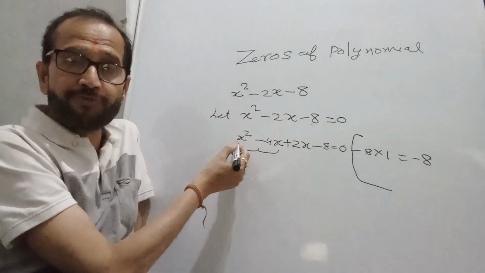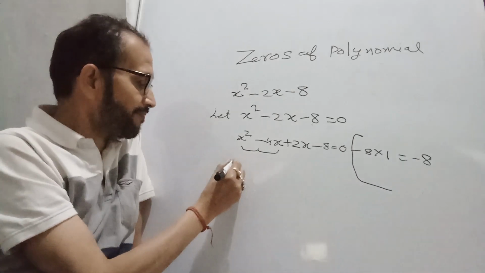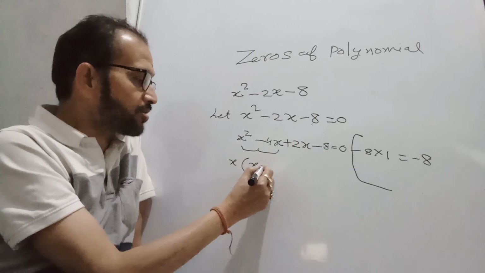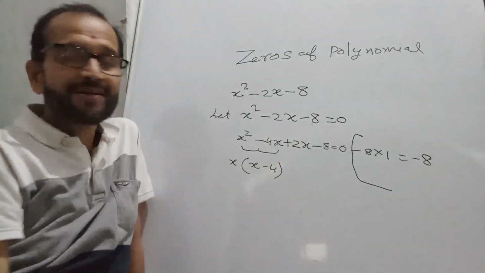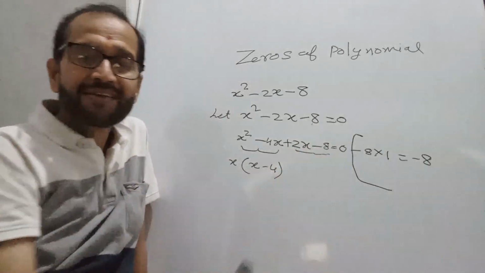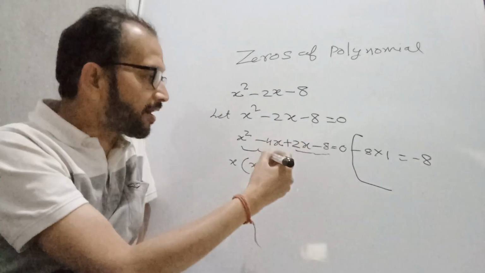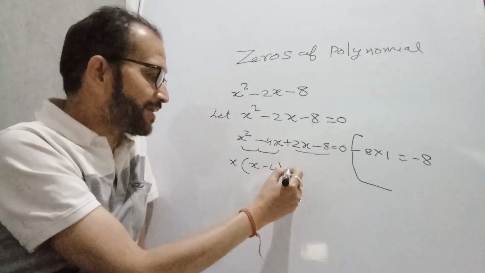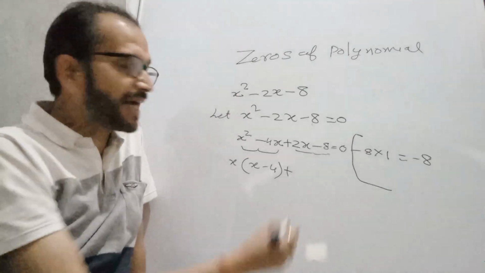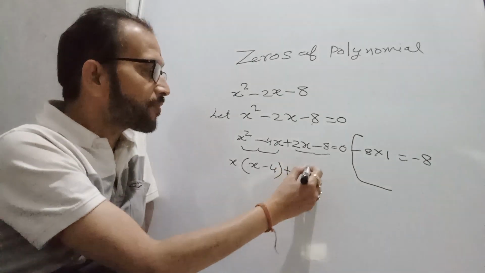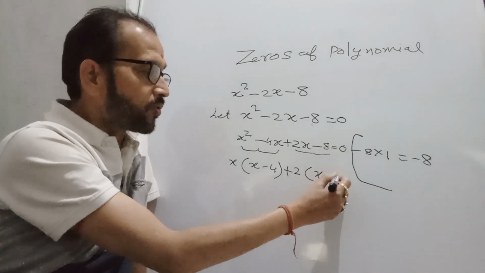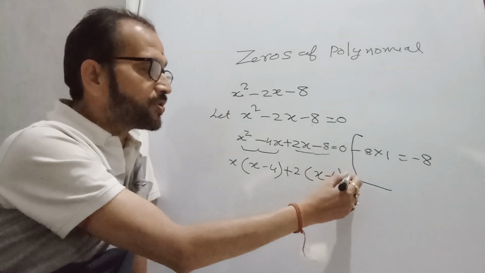Now take the first two terms and take the highest common factor. What we can take common from these two terms? x. Then what remains in the bracket? x minus 4. Now take the last two terms and take the common. What is the common? We can take 2. What remains in the bracket? x minus 4 is equal to 0.